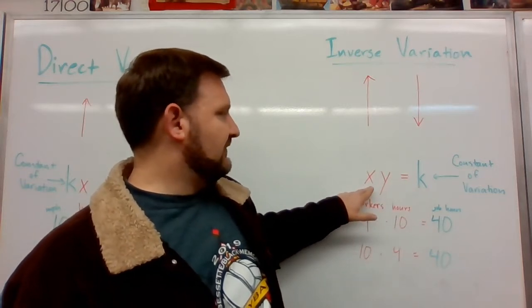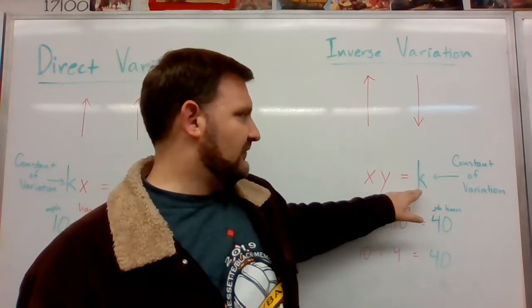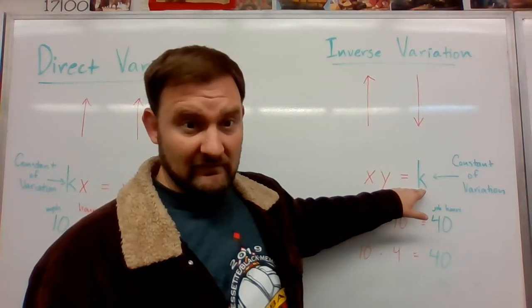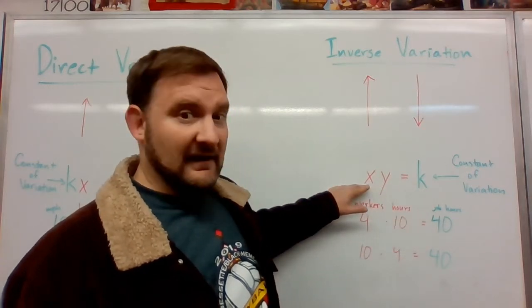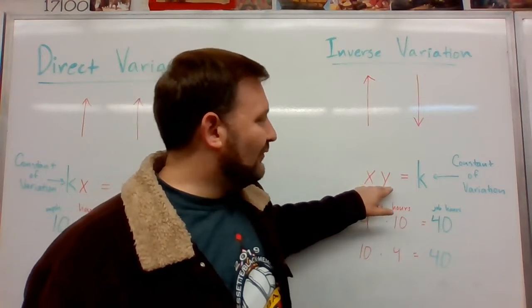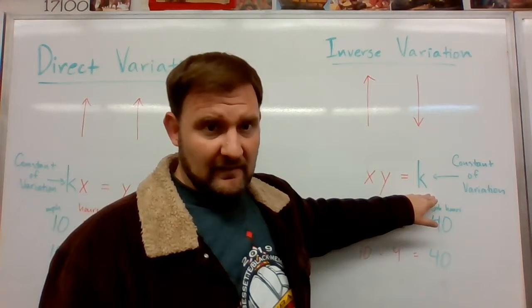If we increase x to 2, what does y have to be to get to 12? Well, it's going to be 2 times 6 equals 12. If we increase x to 3, what must y be? 3 times 4 equals 12. So the 12 is constant. That stays the same the whole time.